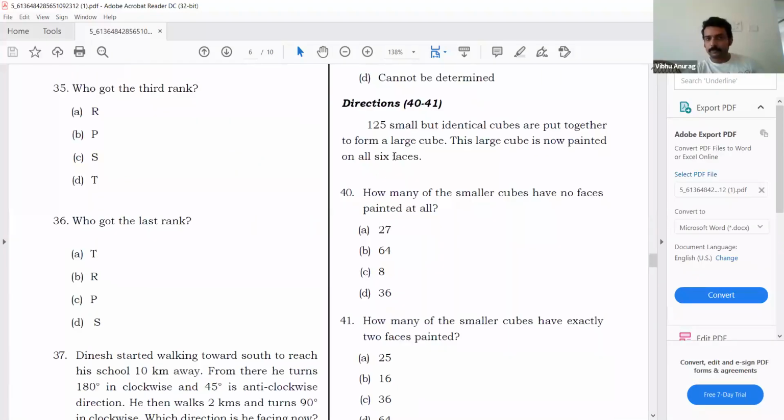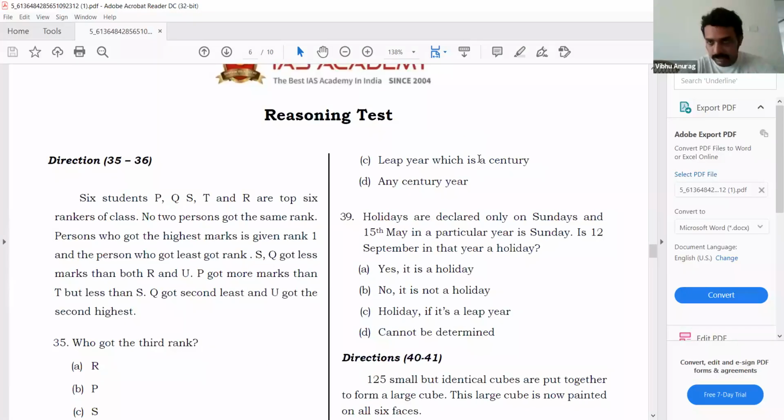Yeah, fine. Use the same logic for 39 also. Holidays are declared only on Sundays and 15th May, in a particular year, is Sunday. Is 12th September a holiday? In other words, is 12th September a Sunday?